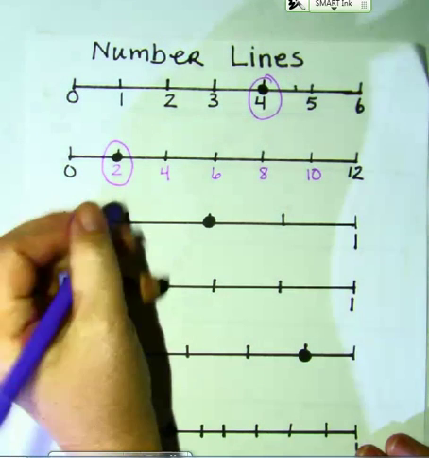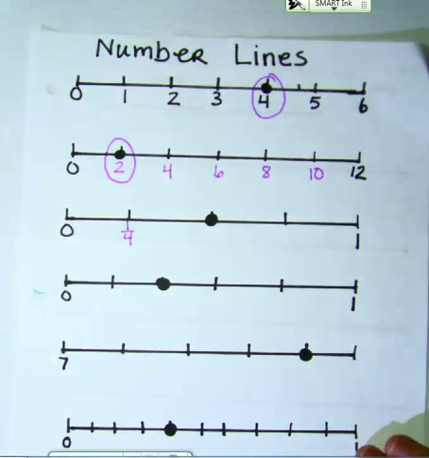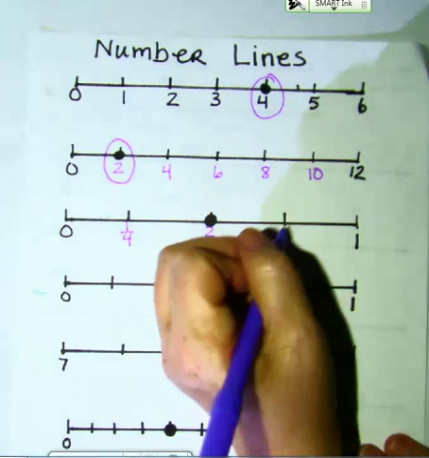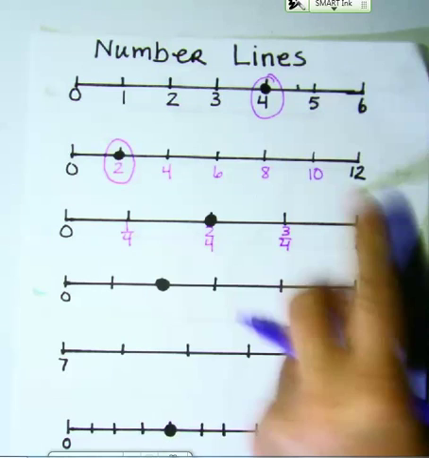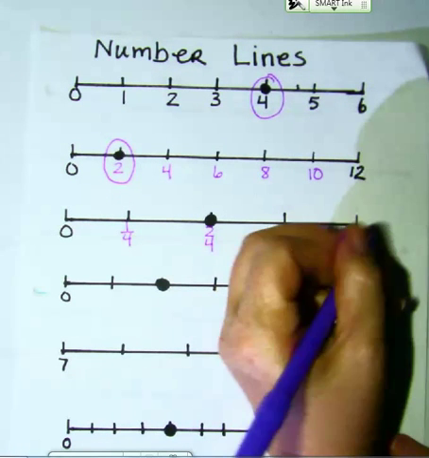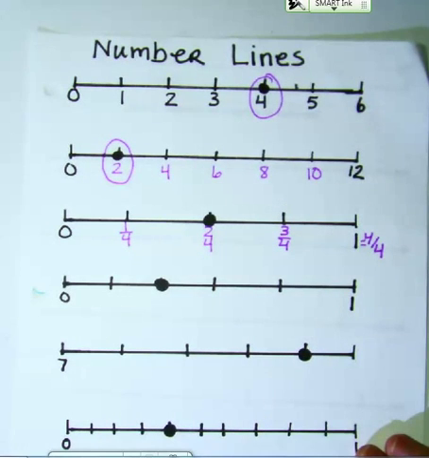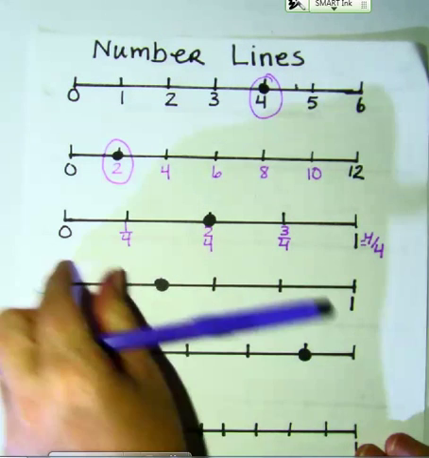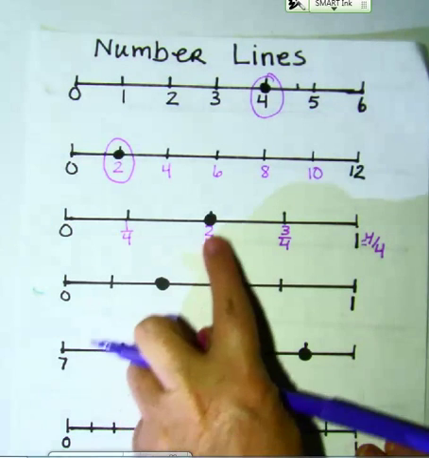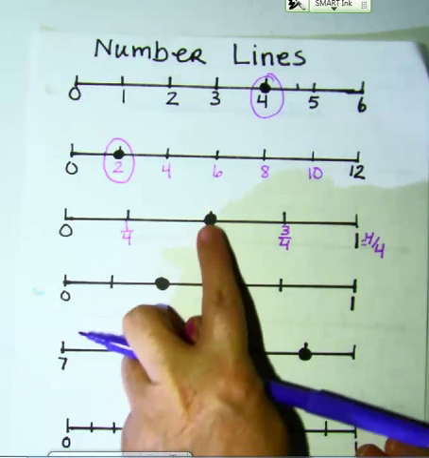This is 1 fourth, 2 fourths, 3 fourths, 4 fourths. And 4 fourths is the same as 1 whole. So each section represents the fourth of something. So this mark is located at 2 fourths.